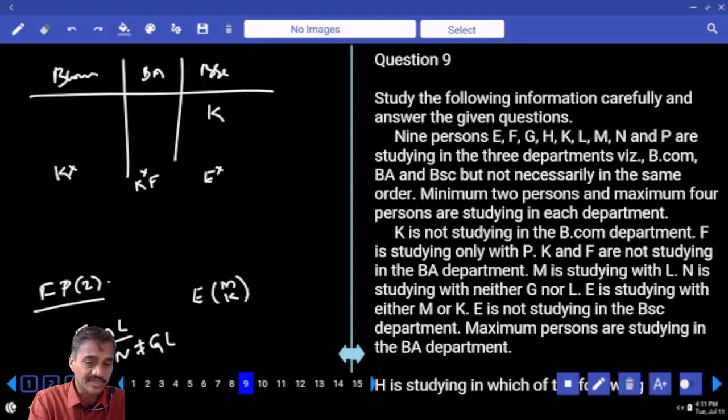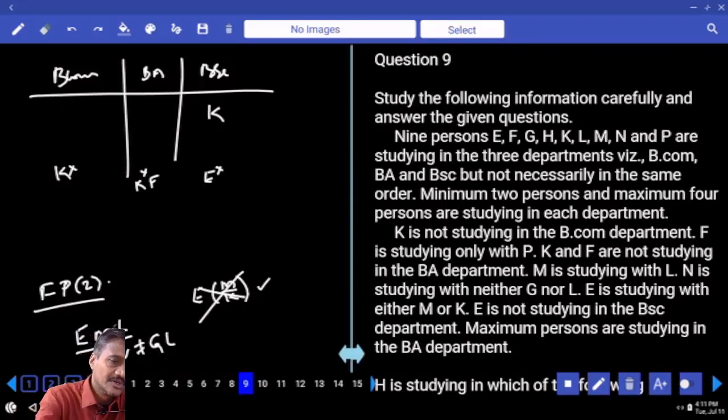The next one: if E, M and L are in one department, then who is E studying with? E is studying with either M or K, and C is studying with M. And the maximum number of persons are studying in the BA department. In the BA department, how many persons do we need to have?